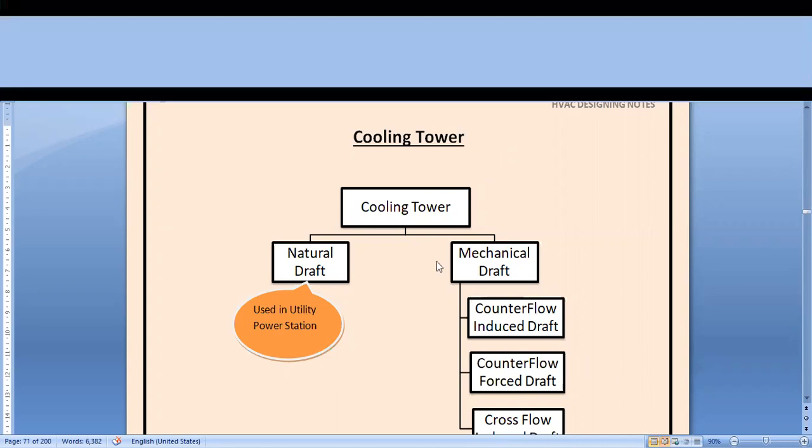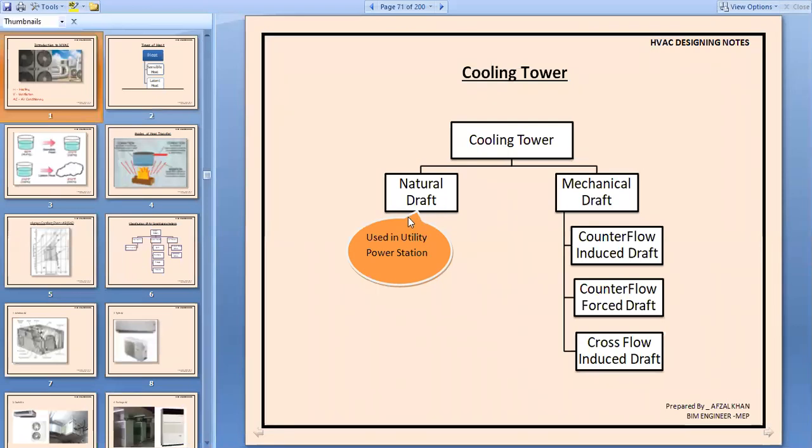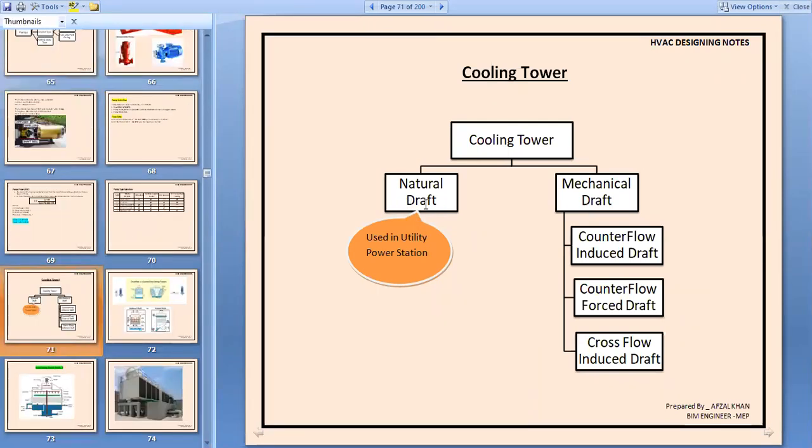Firstly, for a major classification, it is divided into two: natural draft or mechanical draft. This mechanical draft is basically used in our HVAC industry, not the natural draft. These are basically used in utility power stations. Now, those used in HVAC are counterflow induced draft, counterflow forced draft, and cross flow induced draft.